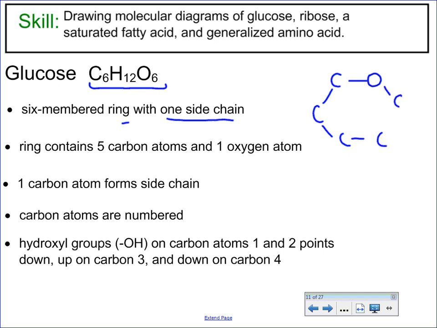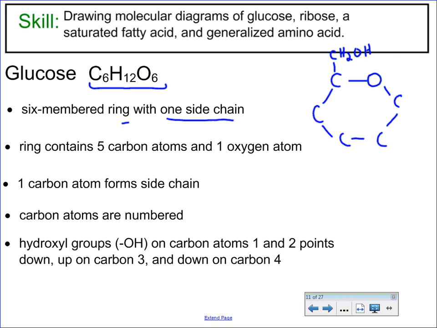Carbons. So we have our six-membered ring. If you count up the oxygen with the carbons, you get a total of 6 elements in there. And then the side chain comes off of the top carbon, and the side chain is just the remaining carbon and hydrogen and oxygen molecules.